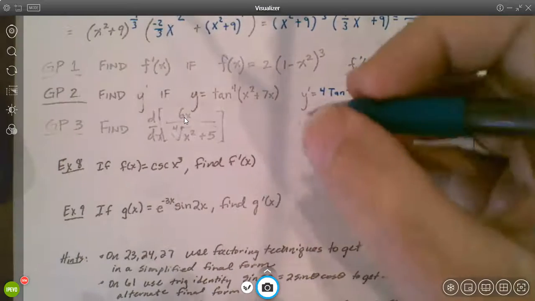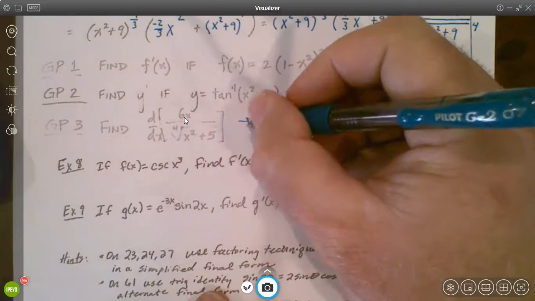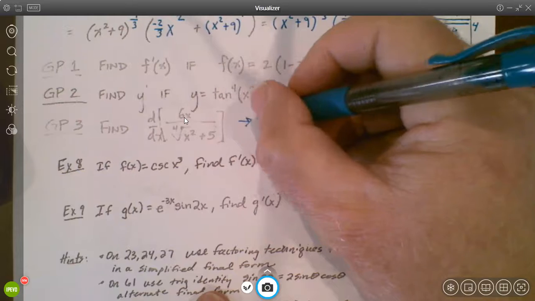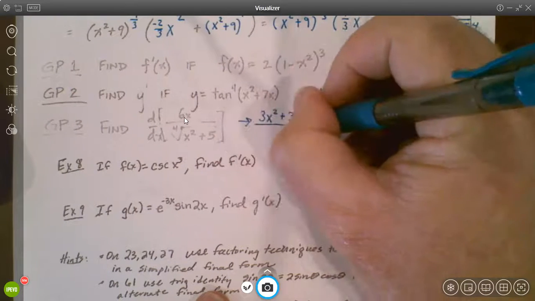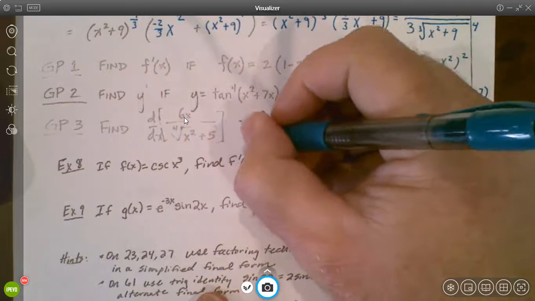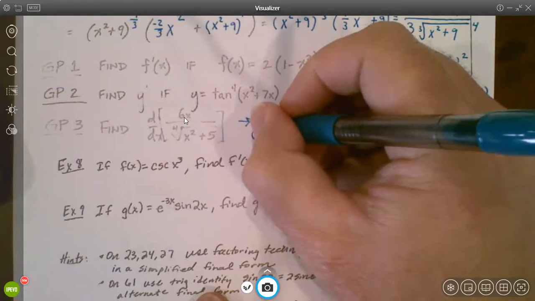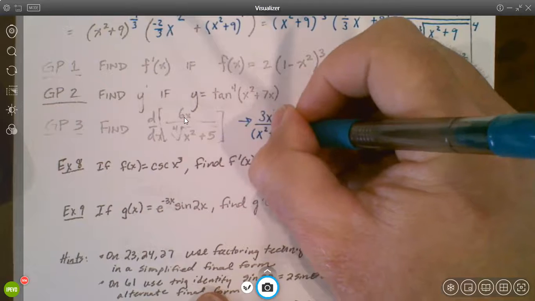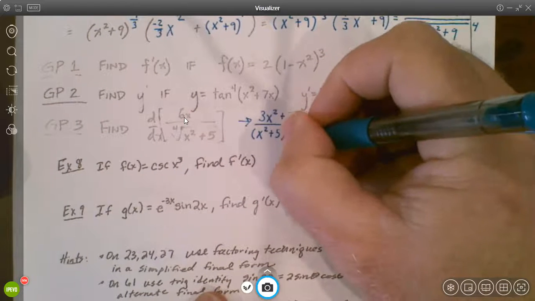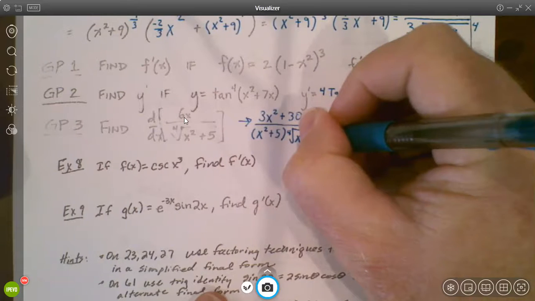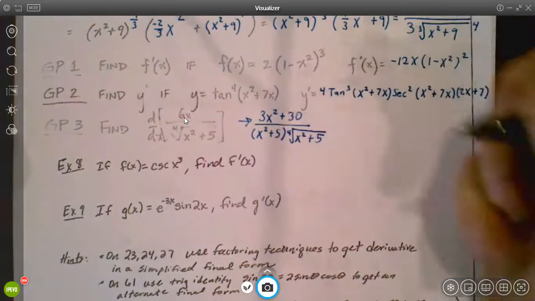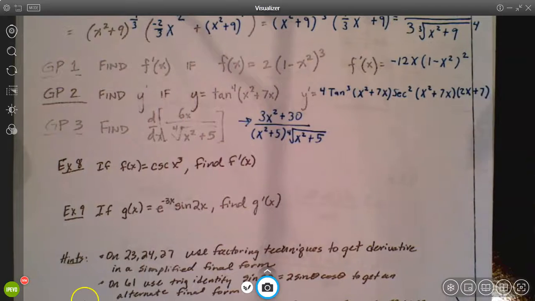And then for this guy, similar to the one that we just did, you're going to end up with 3x squared plus 30 on top, all over quantity x squared plus 5, and then a 4th root of x squared plus 5. So especially for those of you looking to move on next year to calc, I strongly encourage you to go through those, give them a shot, make sure this process is working for you.